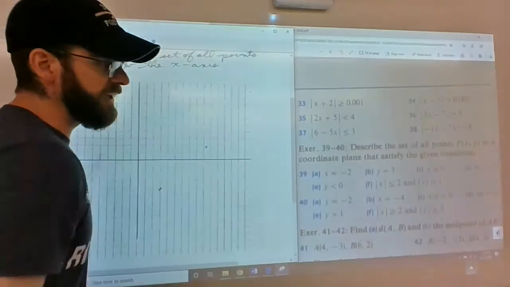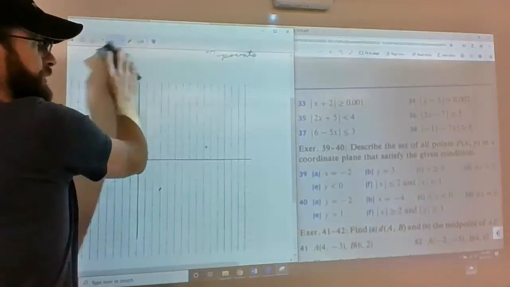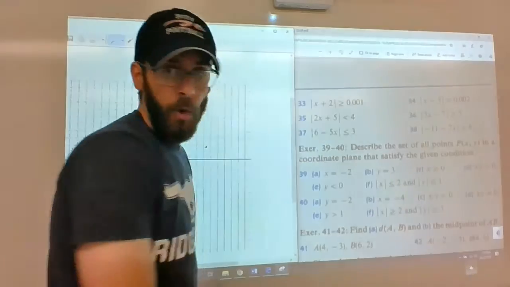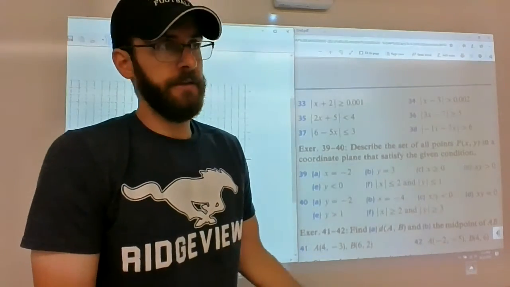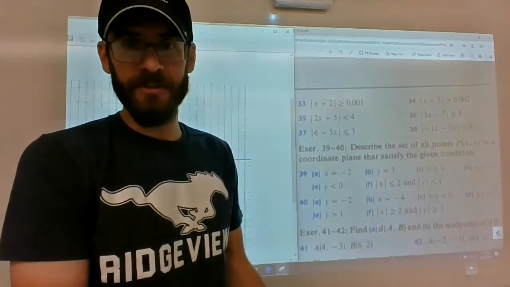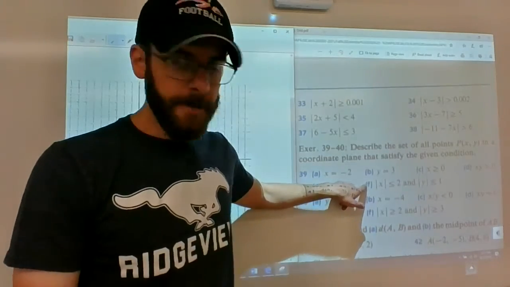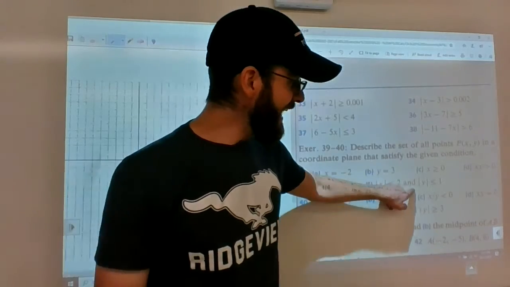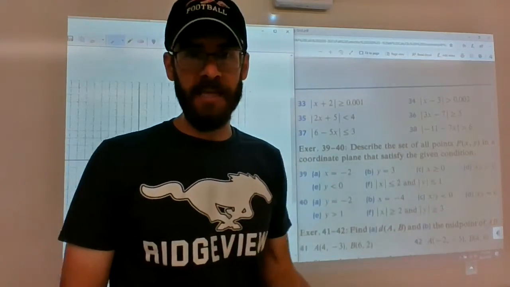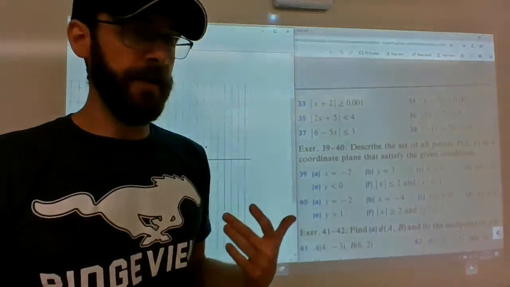All right, this last one is, we got two absolute value inequalities here. And we talked about that on the last video. So if you didn't watch the last video, you might want to tackle something like this. They're saying that the absolute value of x must be less than or equal to 2, and the absolute value of y must be less than or equal to 1.